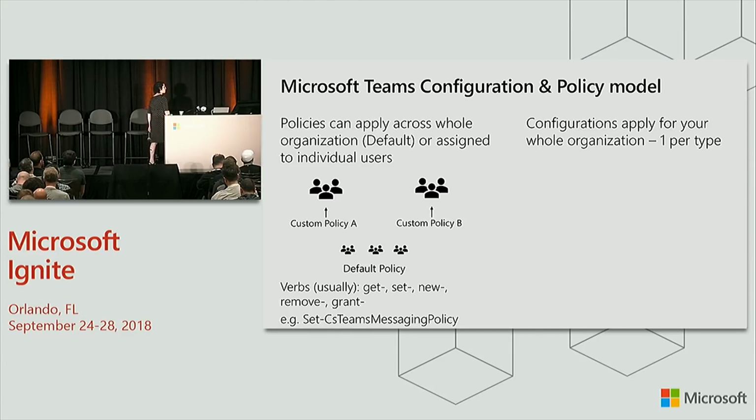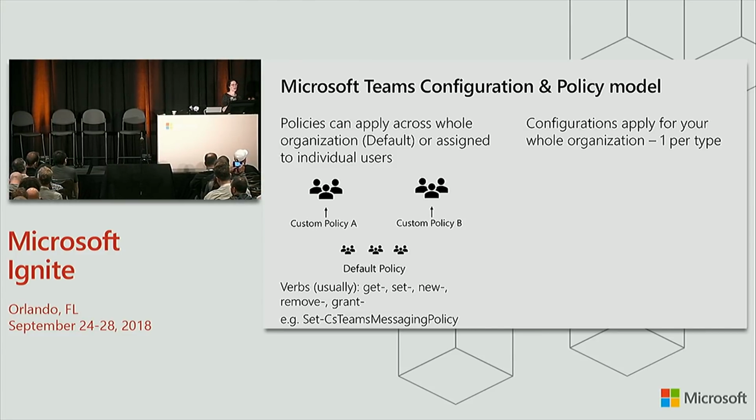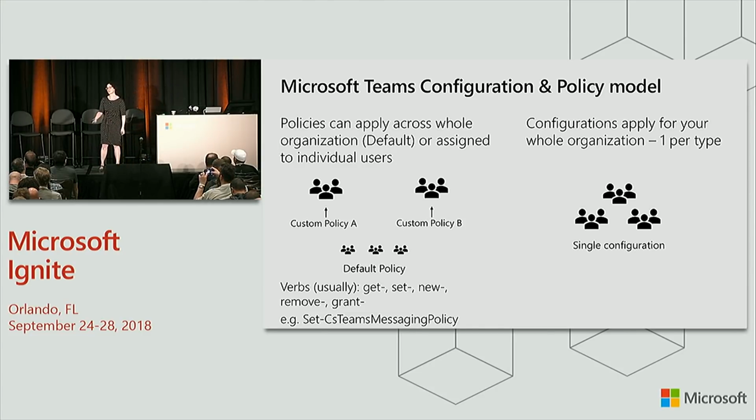Some of the PowerShell verbs are usually get, set, new, remove, grant. We just published some documentation about how the cmdlets work for each of these different types, to help give some guidance for those of you who aren't used to this model from Skype for Business. In the configuration space, there's a single configuration. It applies for everyone in your organization.